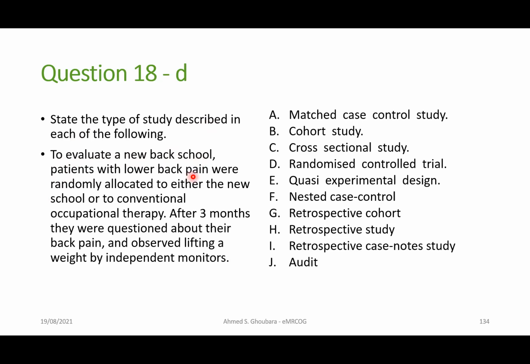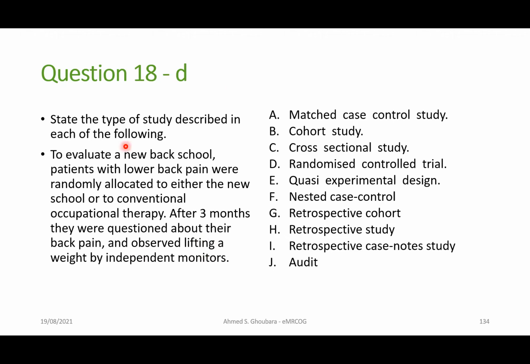Patients with lower back pain were randomly allocated, as I told you about the random allocation thing, to either the new school or to conventional occupational therapy. After 3 months, they were questioned about the back pain and observed lifting weight by an independent monitor. It's a completely perfect example of an RCT.